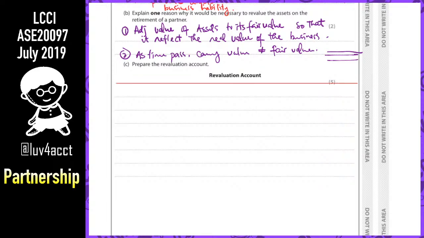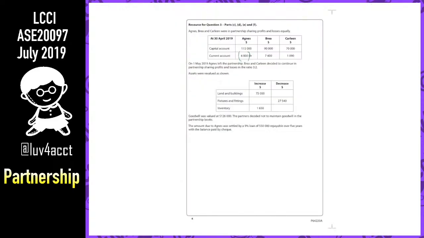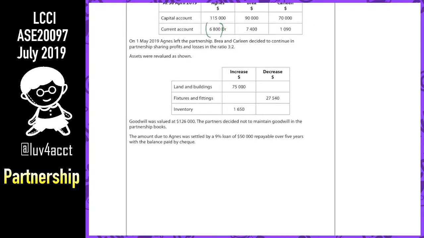We are given directly how much increase or decrease of the value of assets we are dealing with. In the revaluation account, if there is an increase in the asset, then it goes to the credit side. If not, it will be on the debit side. So let's see. We have land and building increase, fixtures and fittings decrease, and then inventory. Goodwill we will do separately, and then no other things.